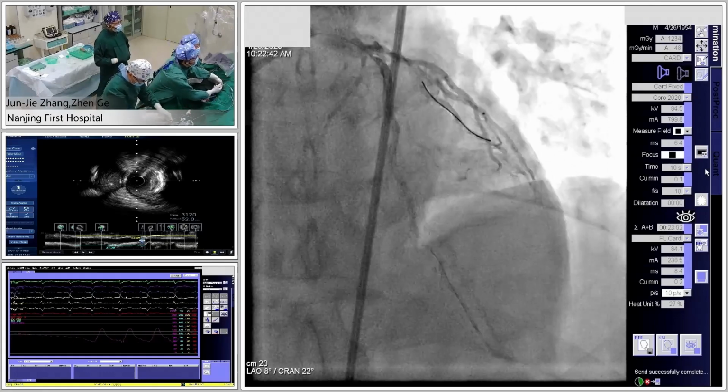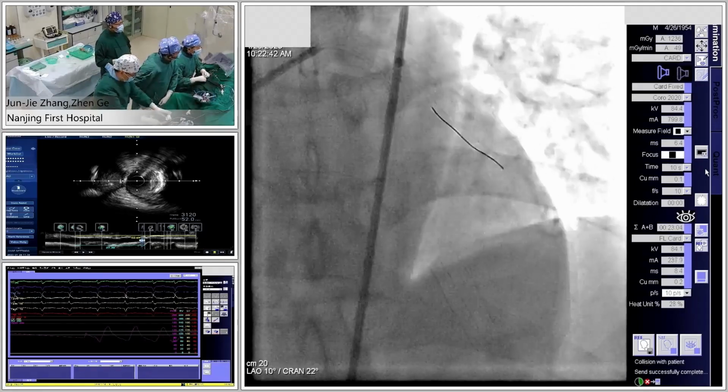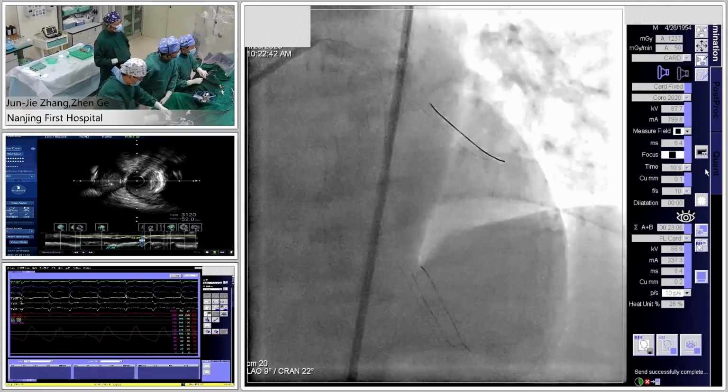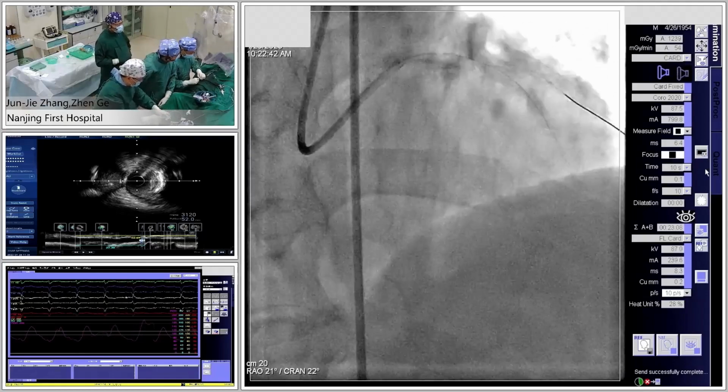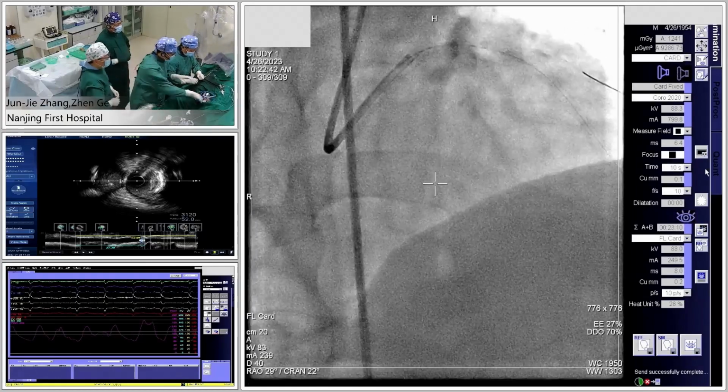Go to the IO caudal, RL, to get to the distal landing zone. Then go to the spider view to get to the proximal protruding.